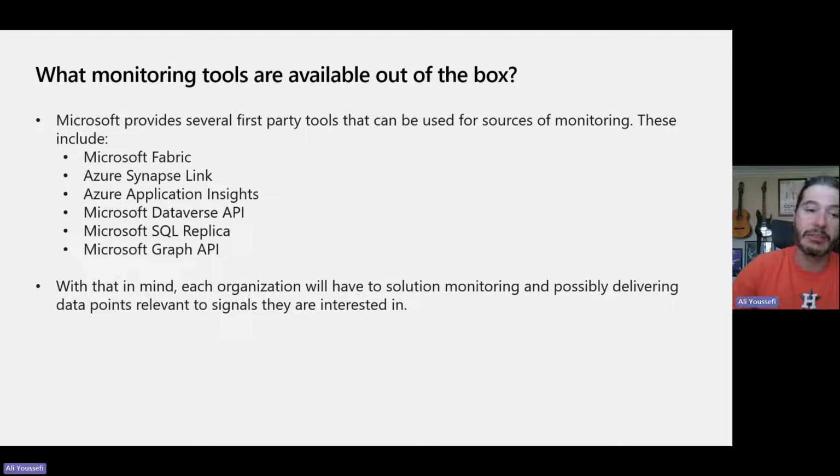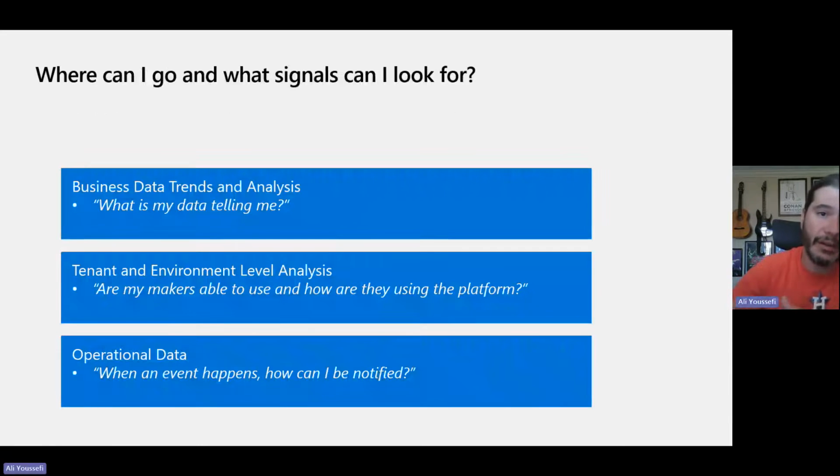With that in mind, I want you to understand that each organization will have to solution what their strategy is and how they're going to monitor, what they want to monitor to deliver the data points that are relevant to the signals they're interested in. So where can I go to find signals and what signals should I look for?